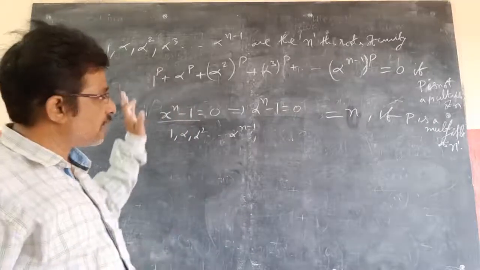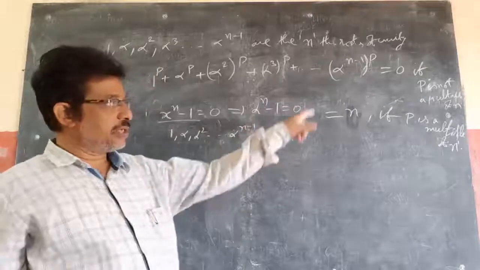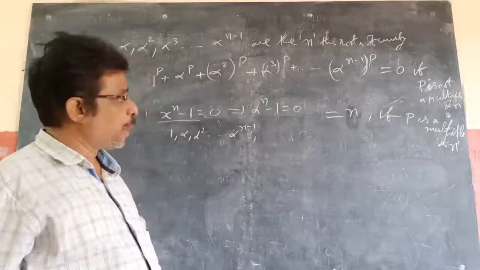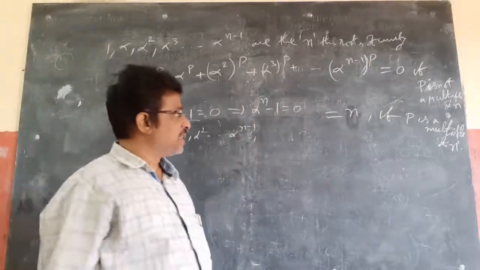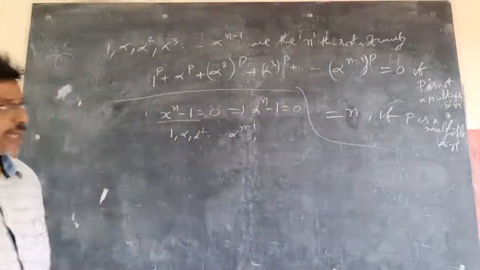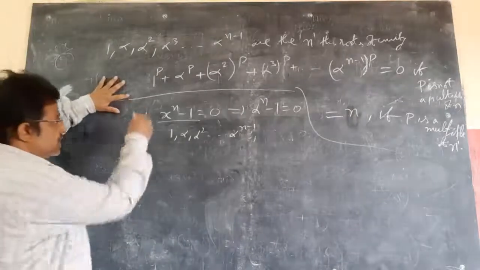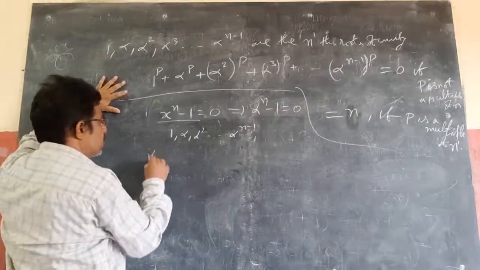The sum of pth powers of the nth roots of unity is also 0 if p is not a multiple of n, and is equal to n if p is a multiple of n. This is the question. You can understand it very easily. Now, what is asked? First we will go like that only.